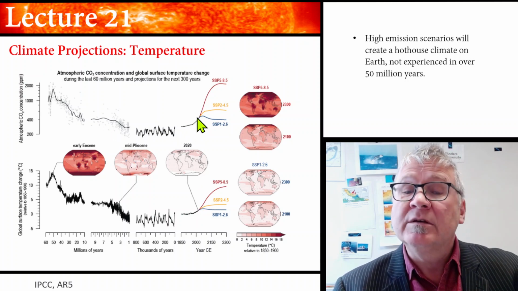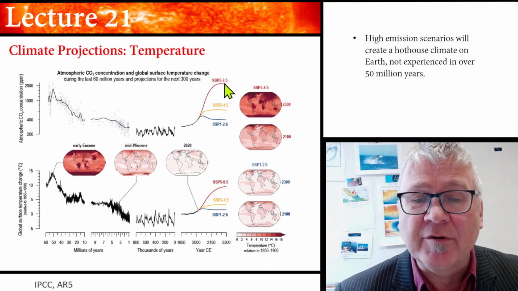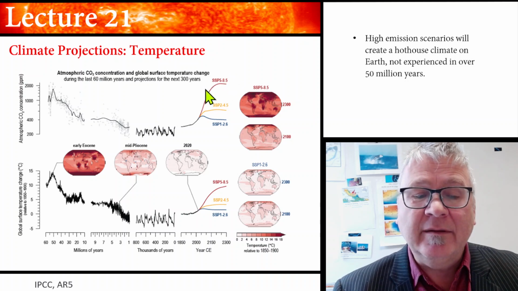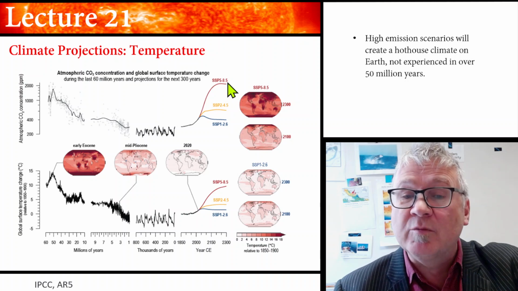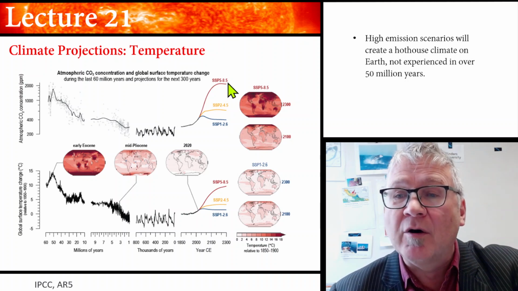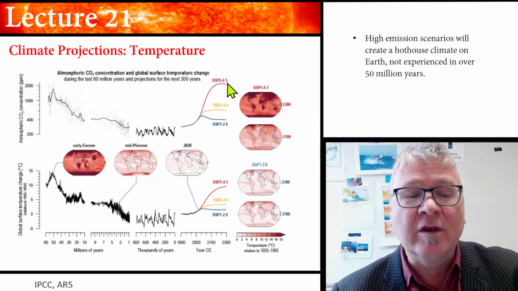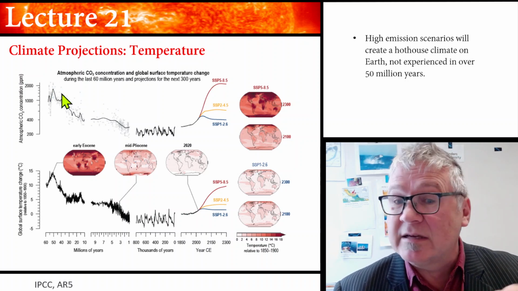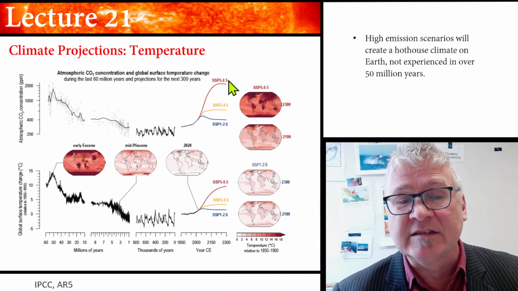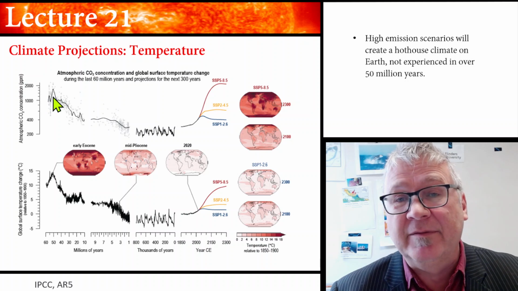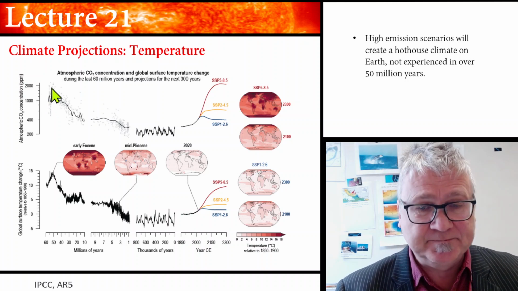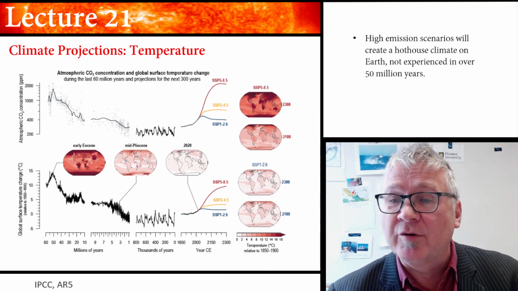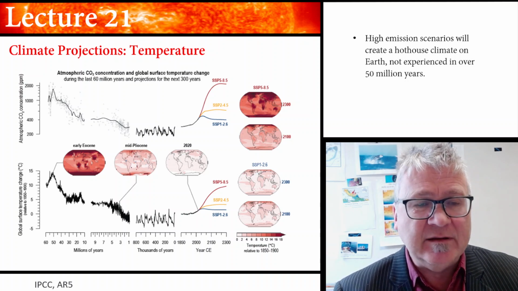So if you look at that high emission scenario, the 8.5 scenario up here, you actually come to a situation which resembles the hothouse climate that you had in the early Eocene. And that's extremely concerning. We're talking about changes in the past 300 years with something which occurred on much, much longer time scales. So high emission scenarios will create a hothouse climate on Earth not experienced in over 50 million years.